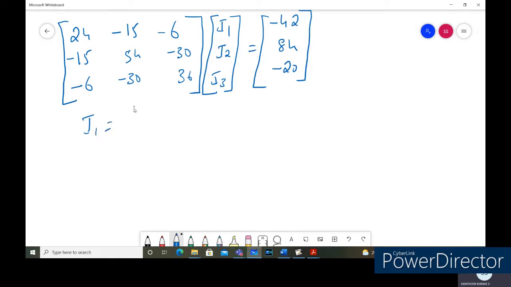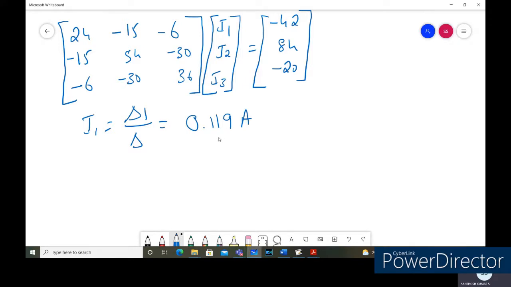In terms of Cramer's rule, I1 is delta 1 divided by delta. Delta 1 is obtained from the determinant matrix with the column replaced, and delta is the determinant of the matrix. So this value becomes 0.119 amperes.